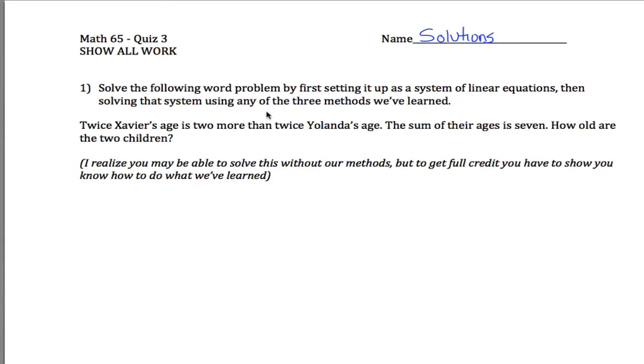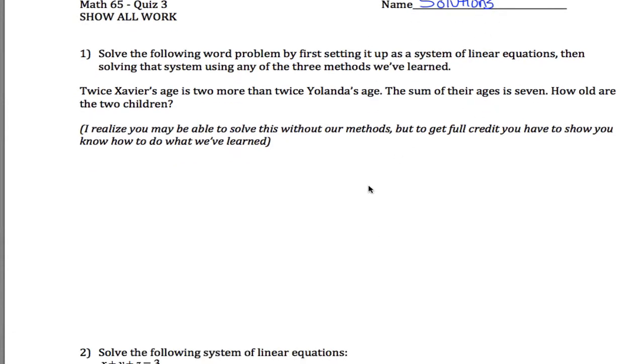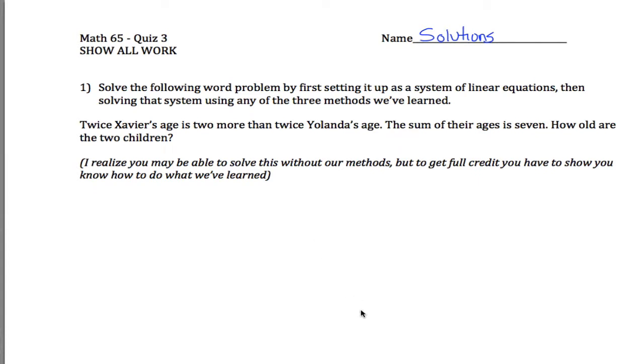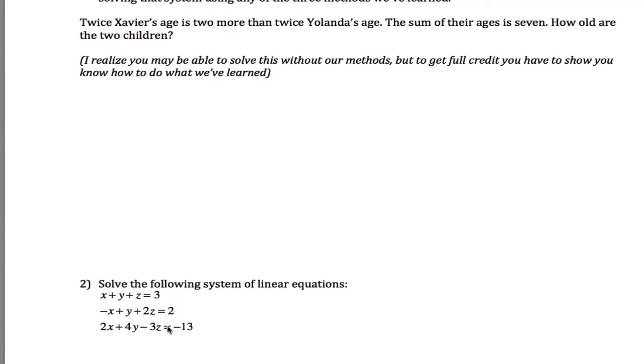Here's solutions for quiz 3 for Math 65. We're given two problems. First one's a word problem. Second one's a system of 3 linear equations. I'll like this week's perfect problem.